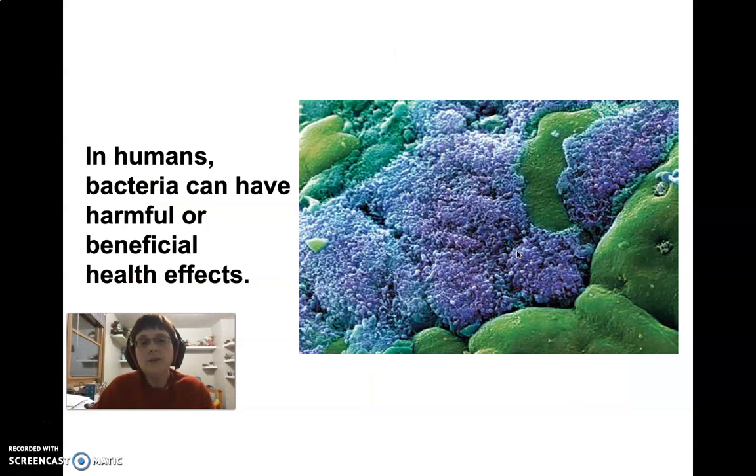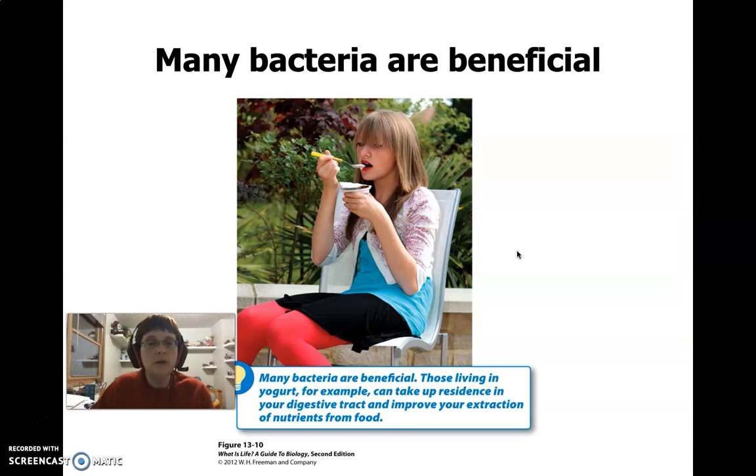Now, the video also mentioned that bacteria can be good or bad, harmful or beneficial. So I want to briefly look at that a little bit and also show you some examples of different diseases. They showed some of them in the video.